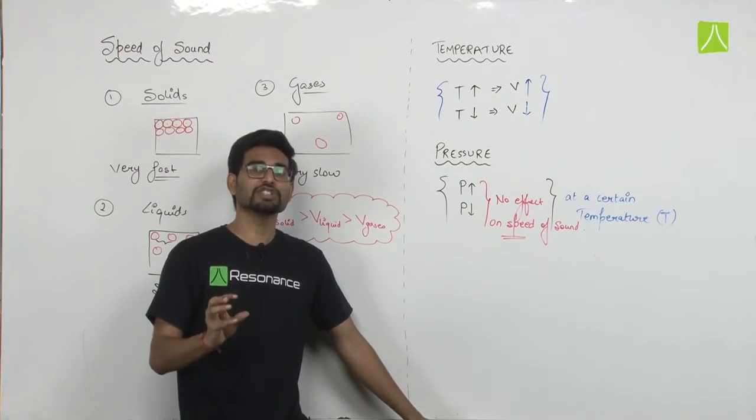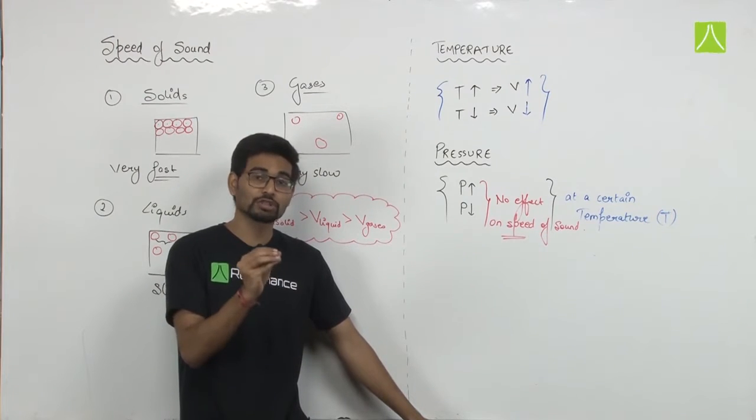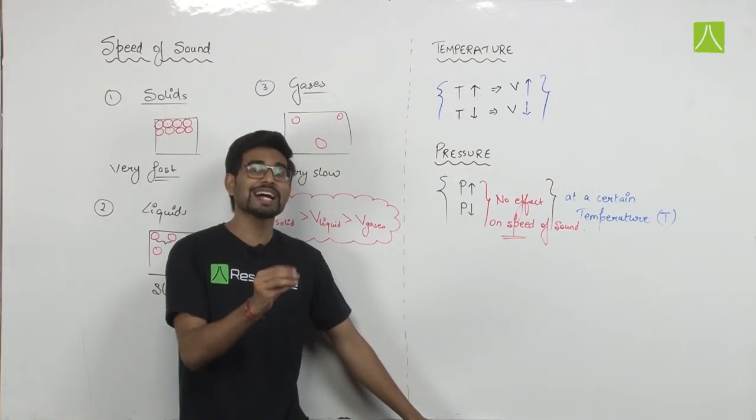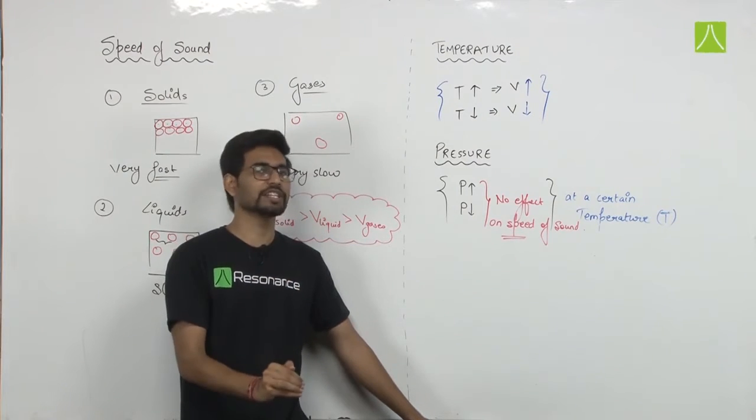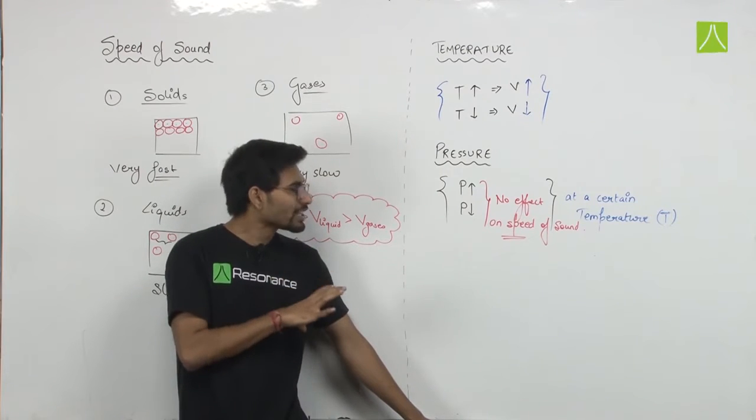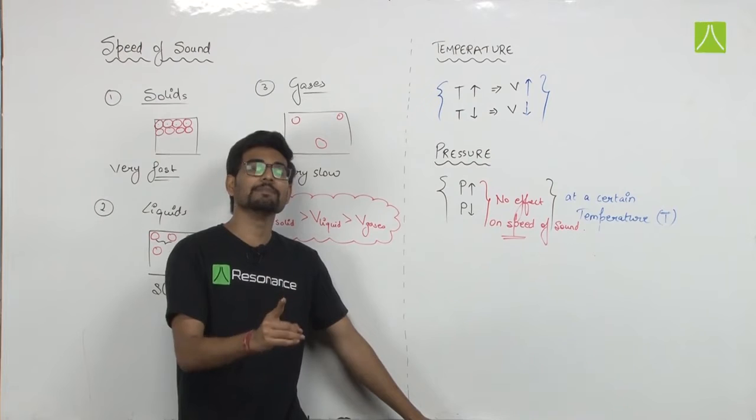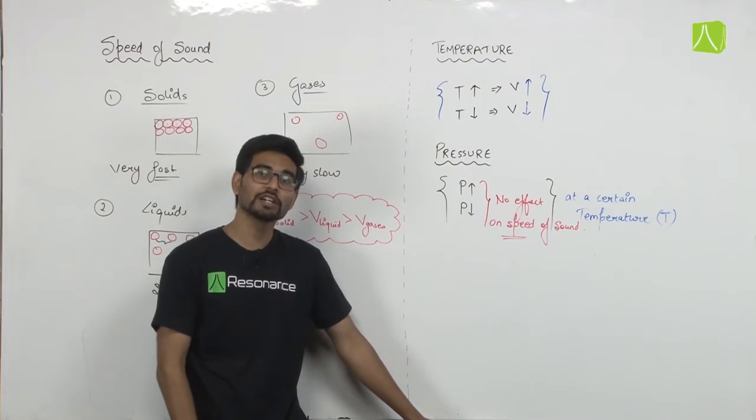Means the temperature in summers will be more, so the speed of sound in summers will be more, and the temperature in winters will be less, so the speed of sound in winters is going to reduce. There are many questions which are framed on this concept. On increasing and decreasing pressure at a certain temperature, there will be no change in the speed of sound. There will be no effect on the speed of sound.